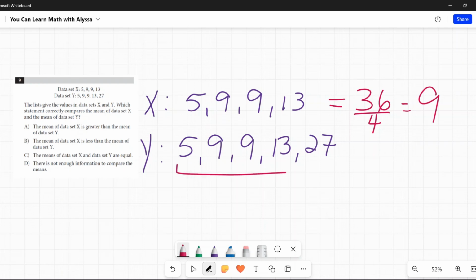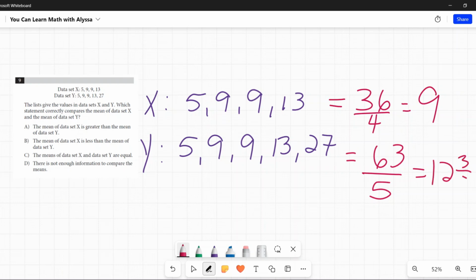This one, we got 5, 9, 9, and 13. We already know that adds up to 36. And then we add 27 on it. That adds up to 63. And we have 1, 2, 3, 4, 5 datum in that data set, so I'm going to divide by 5 to get the mean. And 63 divided by 5 is 12 3/5. Yes, 12 3/5. Sorry, it's a long day. Didn't get enough sleep last night. Sorry about that.